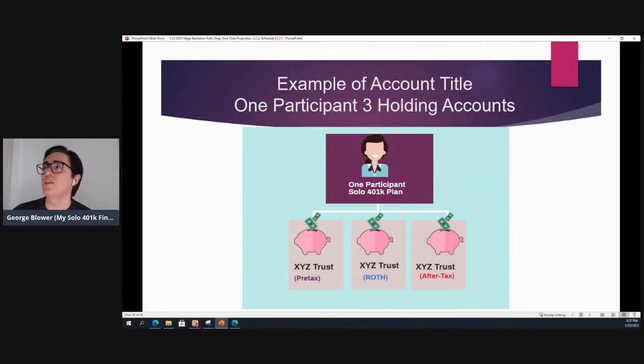So what are common mistakes people make using Mega Backdoor? Now, that's a great question. I would just say this presentation hopefully nips a lot of the issues in the bud, but some of your bigger issues are not putting the money into separate sub-accounts, not reporting the conversion, of course, over-contributing, things like that.